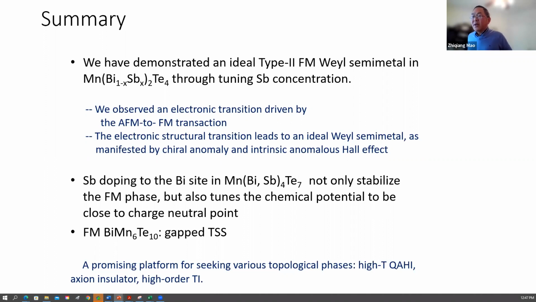We also studied the magnetism tuning in both the 147 and the 1610 systems. I hope we can find more exotic quantum states in those systems.